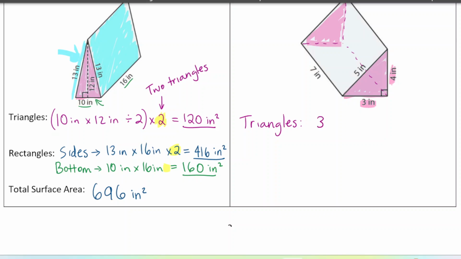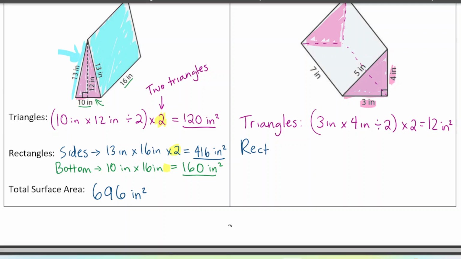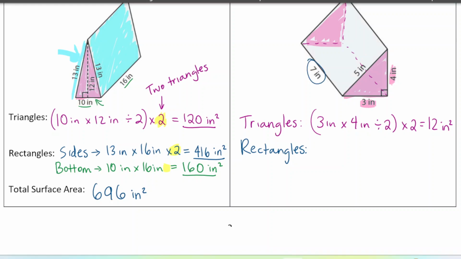So it's going to be 3 inches times 4 inches divided by 2, because for areas of triangles we need to divide by 2, and since there are 2 triangles, we multiply by 2. So it gives us 12 inches squared. Now for the rectangles, there are 3. They all have a length of 7, but they have different widths. One has a width of 5, one has a width of 4, and the one on the bottom has a width of 3. So it's going to be 7 inches times 5 inches, 7 inches times 4 inches, and 7 inches times 3 inches.